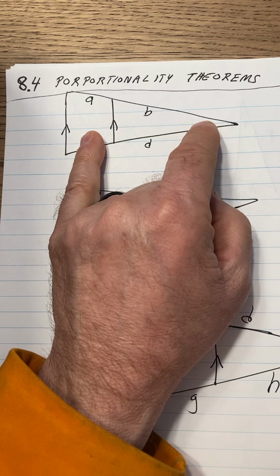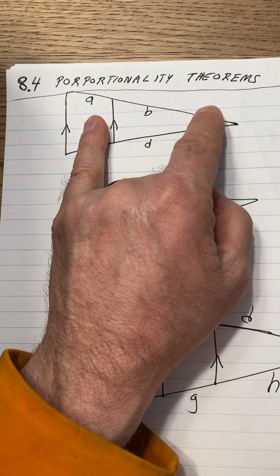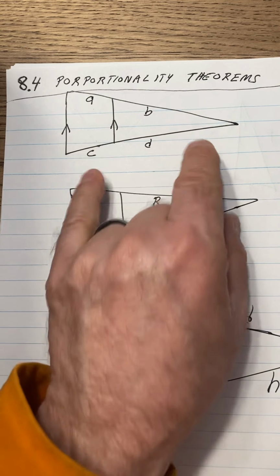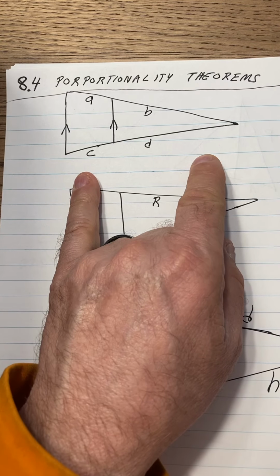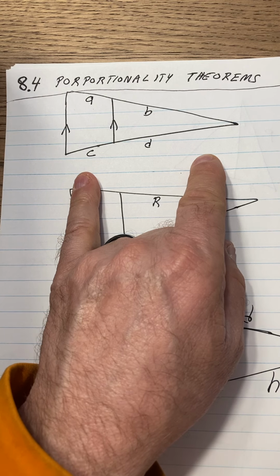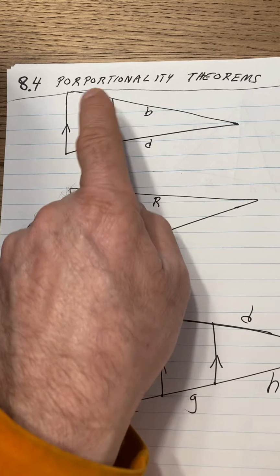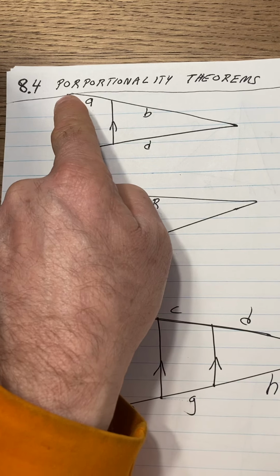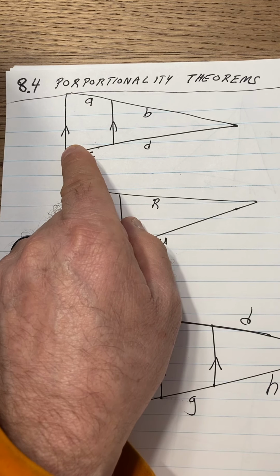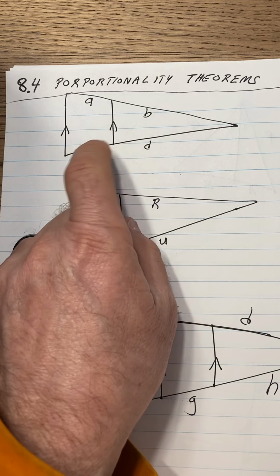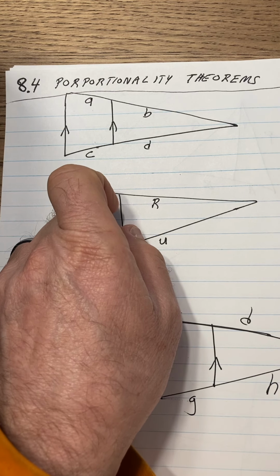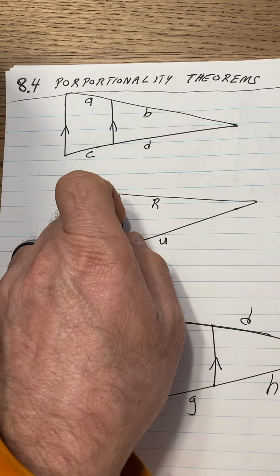Alrighty, 8.4, proportionality theorems. So the first one is the triangle proportionality theorem. It says, if a line is parallel to one side of a triangle, here's this side parallel to that side of a triangle, and it intersects the other two sides, then it divides the two sides proportionally.